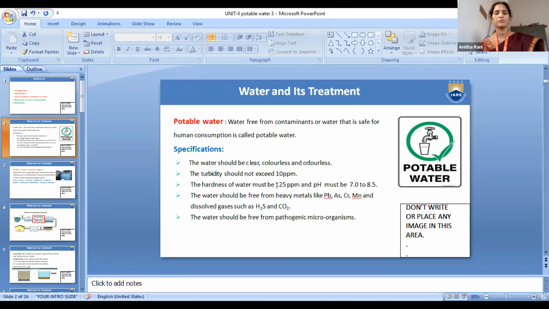It should not contain any dissolved gases, and also it should not contain any heavy metals. And it should be free from pathogenic microorganisms. Remember these points.